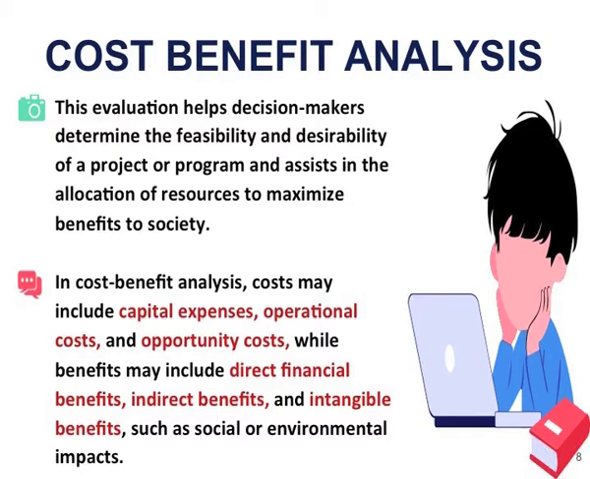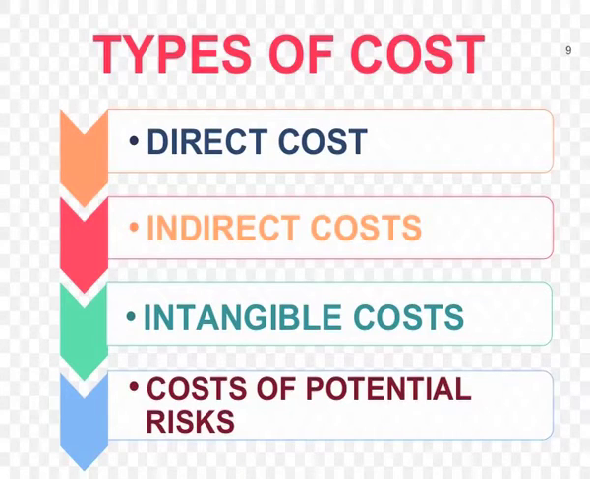So, in cost benefit analysis, cost may include capital expenses, operational cost and opportunity cost, while benefits may include direct financial benefits, indirect benefits and intangible benefits such as social or environmental impacts. Now, we will discuss the types of cost. There are 4 types of cost. First is direct cost, then indirect cost, intangible cost and cost of potential risk.